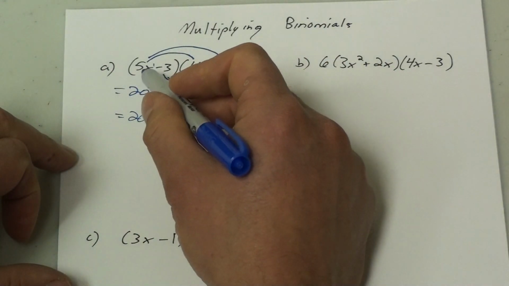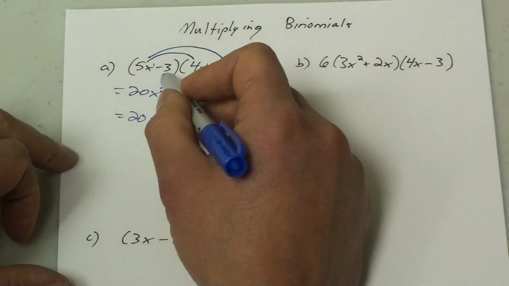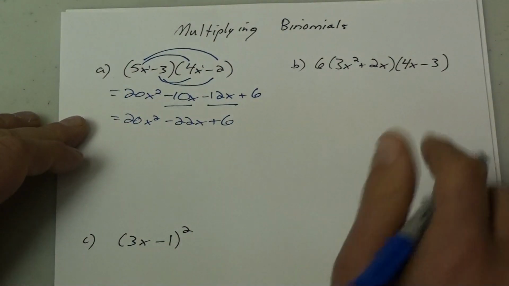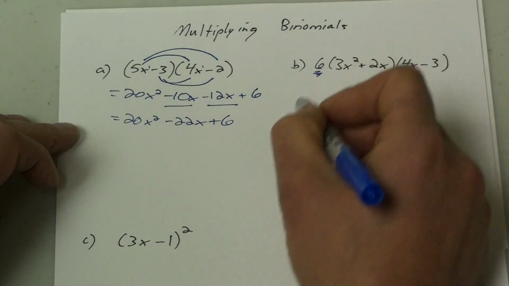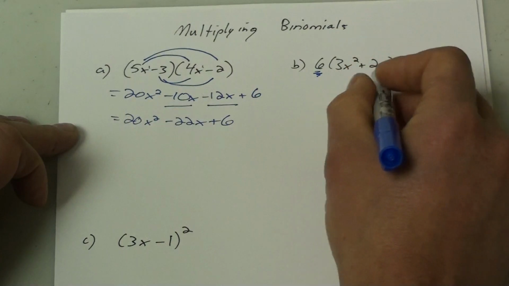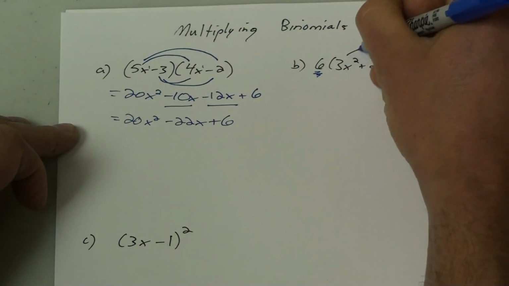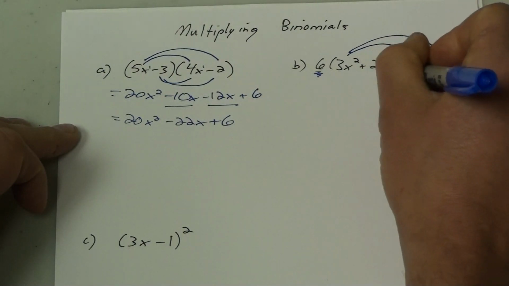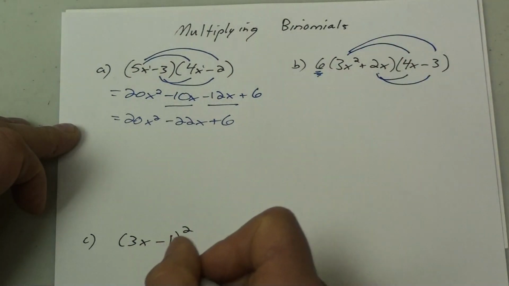So the first term needs to get multiplied into both. The second term also needs to get multiplied into both. Sometimes you might have a single term, a monomial, out in front. Now I'll save that for the very end and do it after I multiply these two binomials together. So I'm going to multiply this 3x squared into both terms, and I'm going to multiply this 2x into both of those terms as well.